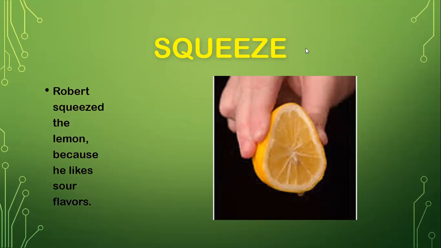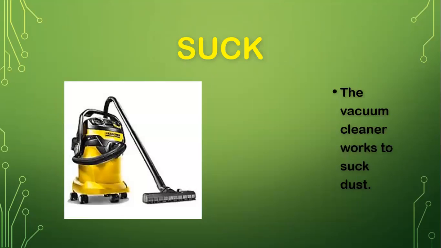Sour flavors, okay. Sour, remember, is the meaning of something that is the opposite of sweet, right? So imagine that. Very good. Let's continue. Okay, the other example. Thank you, Abraham. Suck, in this case, suck. What's the meaning of this? This is a common example.